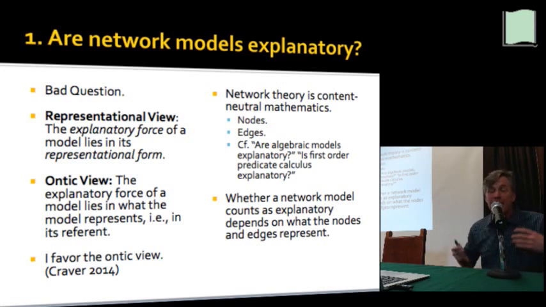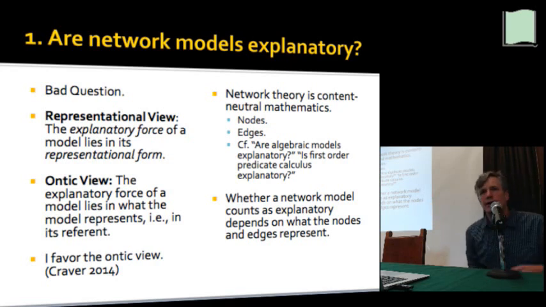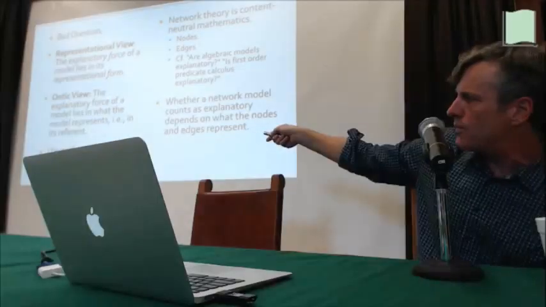Now, I think part of the reason why philosophers have thought that perhaps network models have an explanatory function of their own, and that it's distinct from mechanistic explanation, is that they embrace what I call a representational view of explanation. That the explanatory value of an explanation derives from the form of the model that's used to represent it. And the different kinds of explanation are sorted by the different kinds of models that are used. In contrast, I have an ontic view of explanation, that the explanatory force of a model lies in what the model represents, that is, in the reference of the model.